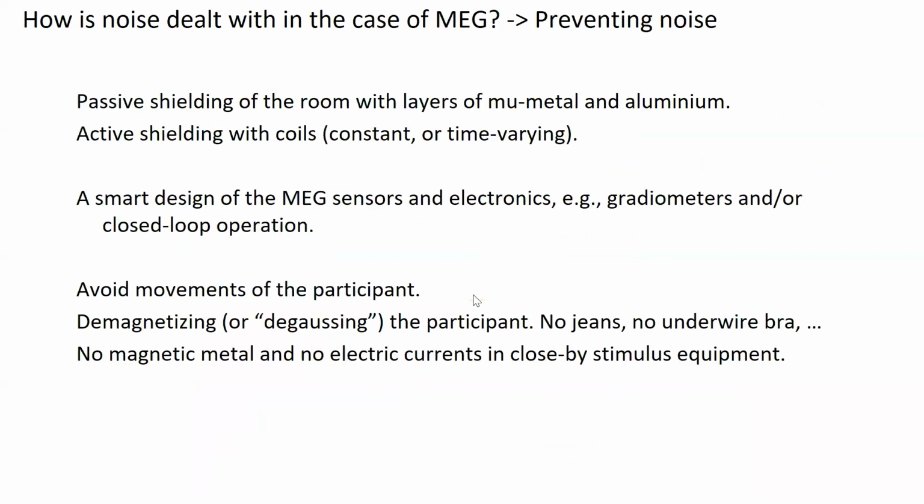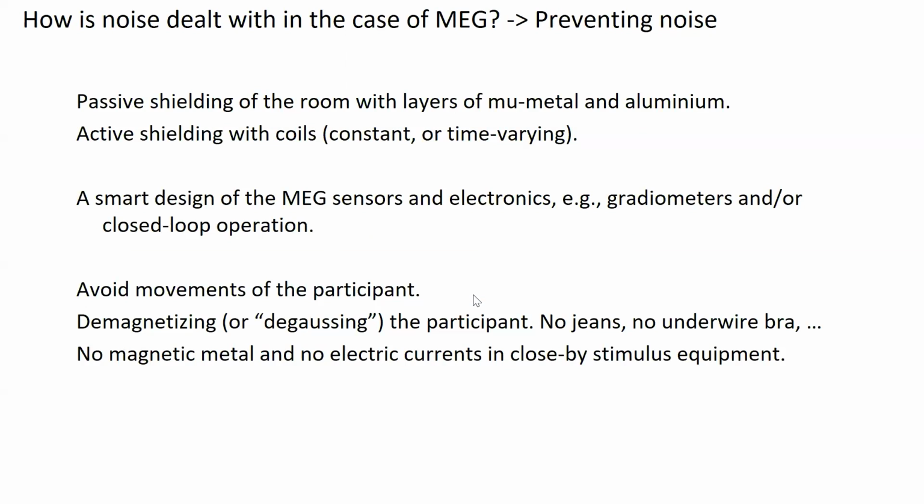In the case of MEG, we prevent noise first and foremost by having a passive shielding of the room with layers of mu metal and aluminium. On top of that, we can use active shielding with coils. These coils can be driven with a constant current, creating a DC field, or with a current that actually changes over time, whereby you can also compensate for the magnetic fields changing over the course of time.